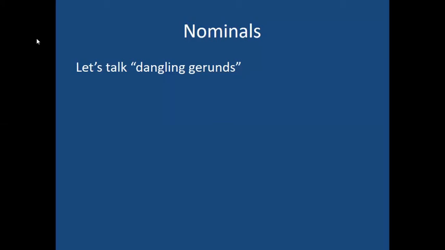All right, so today we're going to take a look at dangling gerunds, which sounds really exciting, and we're going to take a look at it in 3 short little video segments. So we're looking at our worksheet. Let's take a look at the notes on what we mean by a dangling gerund.